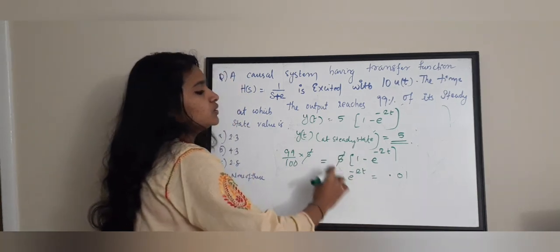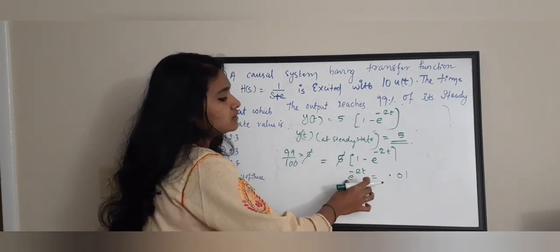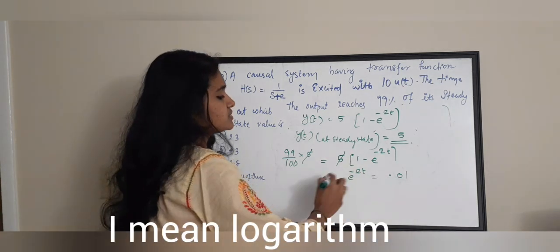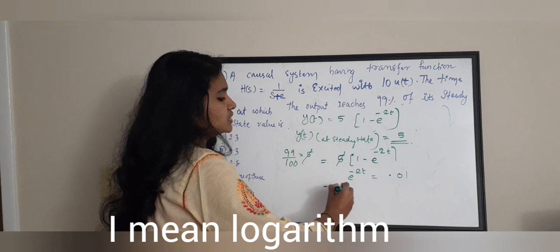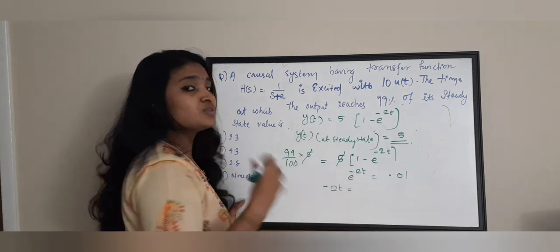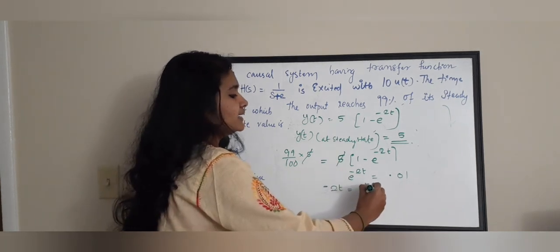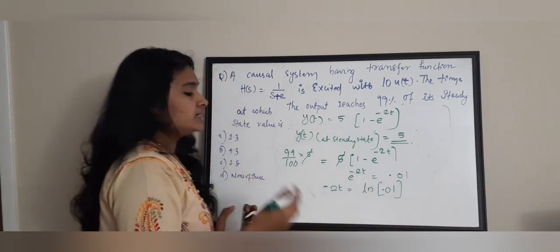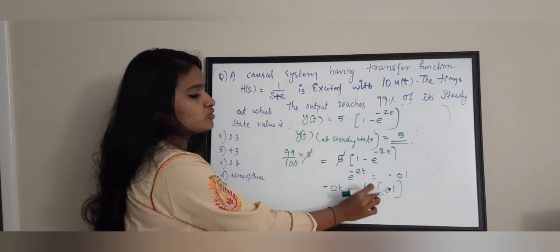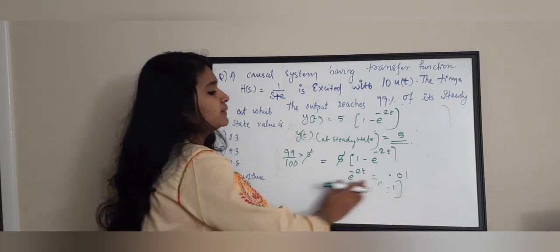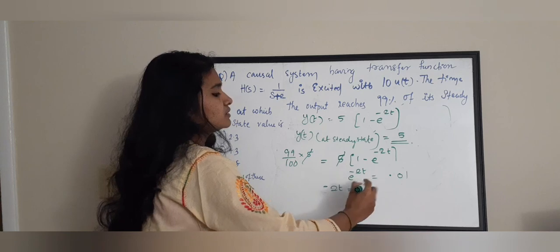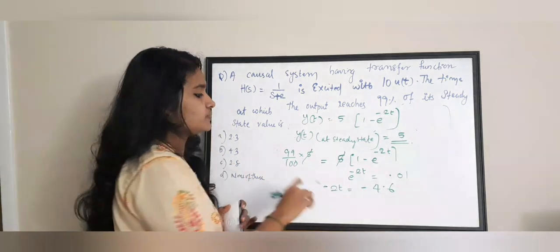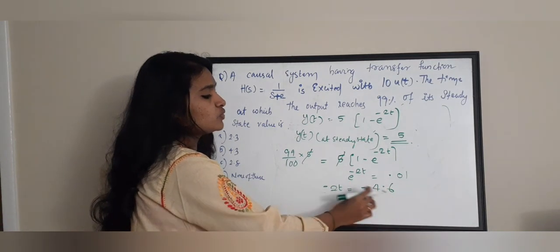Now I'm going to take the logarithm of this. We'll get minus 2t equal to the natural logarithm, or ln, of 0.01. If you take the natural logarithm of 0.01, it will be minus 4.6. If you solve it now, you will get the answer. So it is minus 4.6.